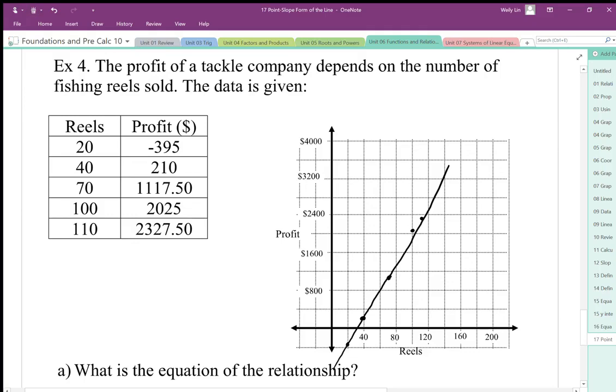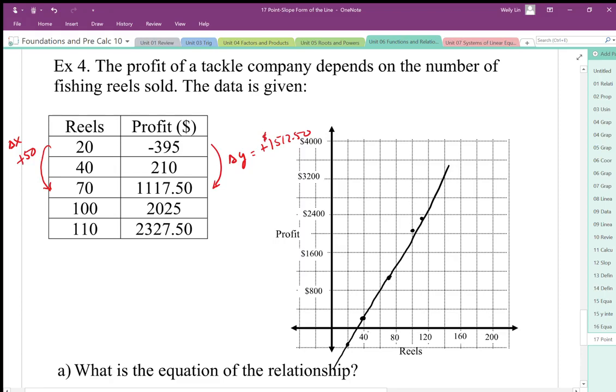I want to calculate slope, and I'm going to do it on my table. I'm going to show my slope on my table on the outside like this. So my change in x is 50. Let's make sure that's my change in x. My change in y, and I'm going to need my calculator here. That's a lot of decimals. 1117.5 minus negative 395 gives me a change of positive $1,512.50.